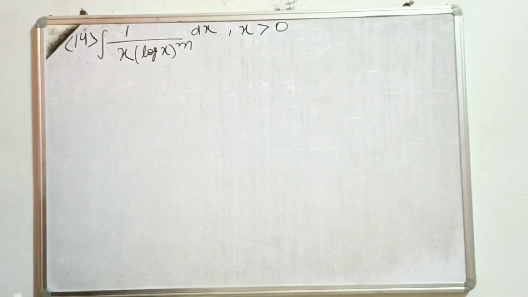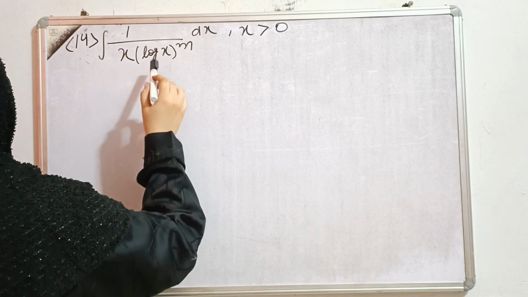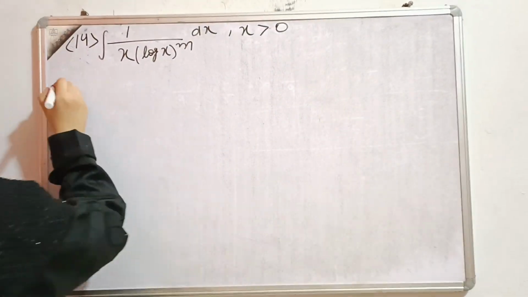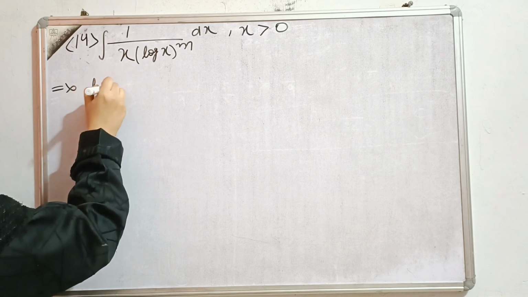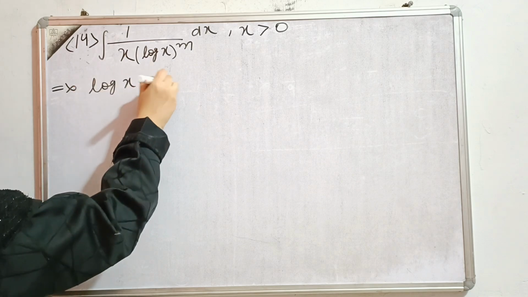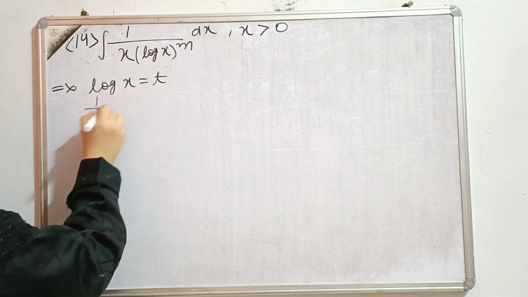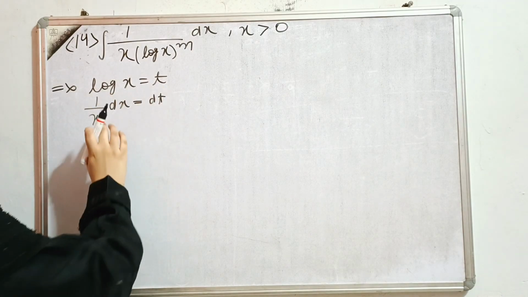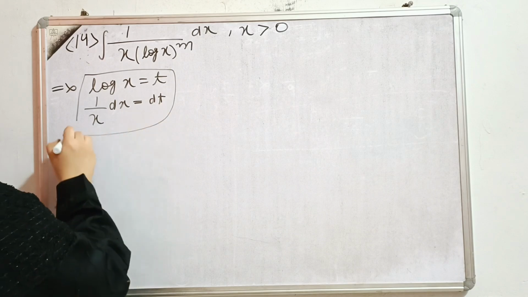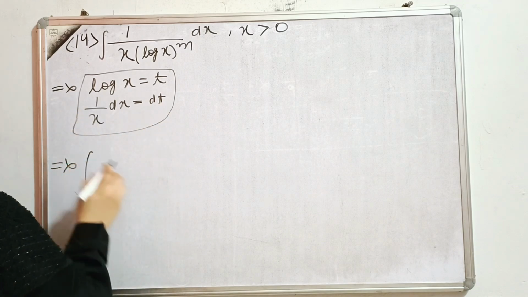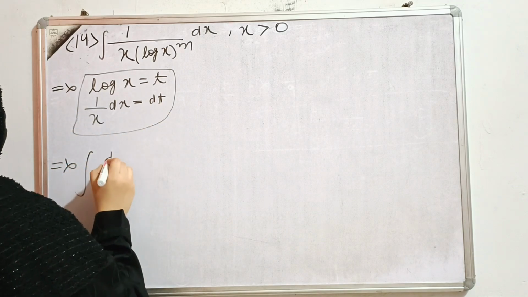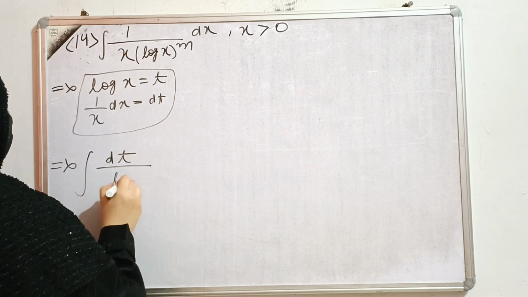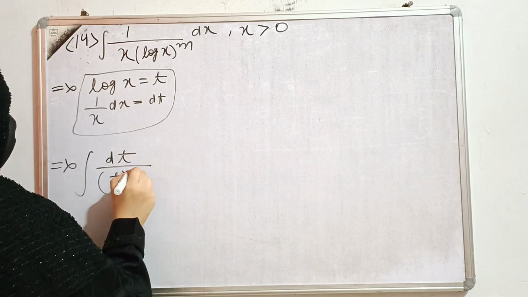Question number 15. Integration of 1 upon x (log x) power n dx, where x is greater than 0. So we substitute, let log of x equal to t. On differentiation of this, 1 upon x dx equal to dt. Substituting this value in this integral, we get integration of dt upon t power n.